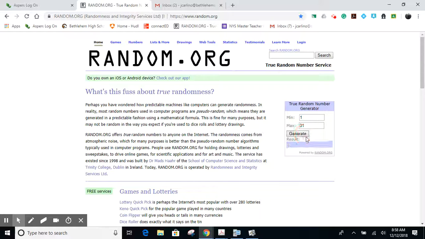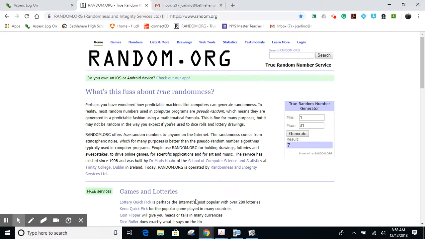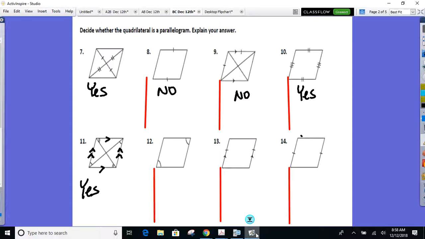12. What do you got for me? 12? Yes. No. No, why not? Because only one pair of opposite angles. And we need two. Great job.